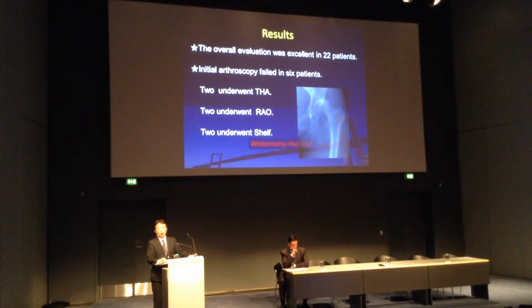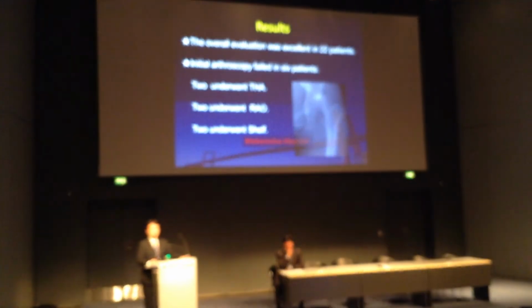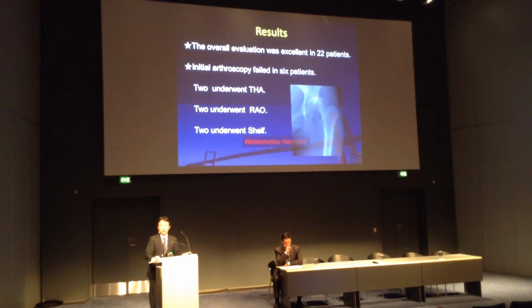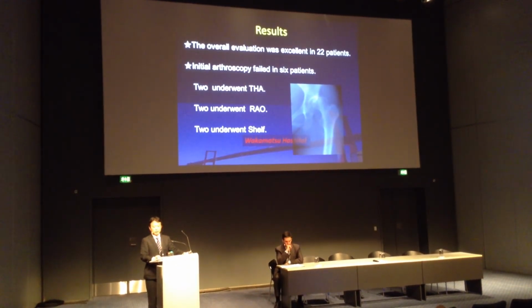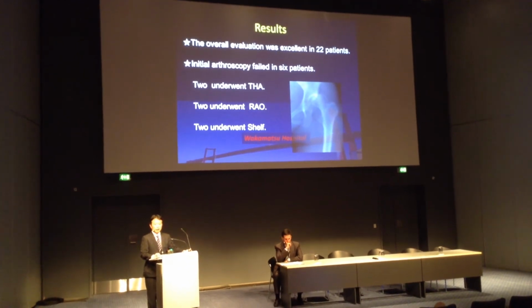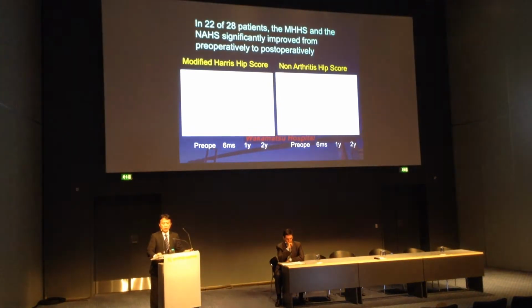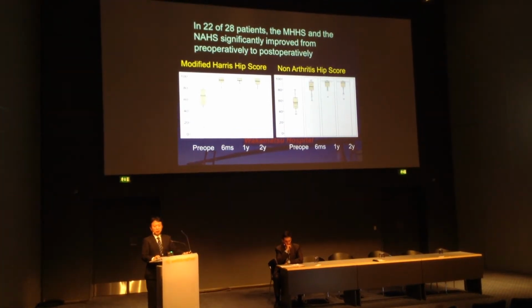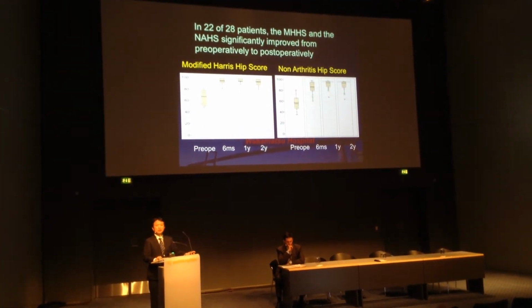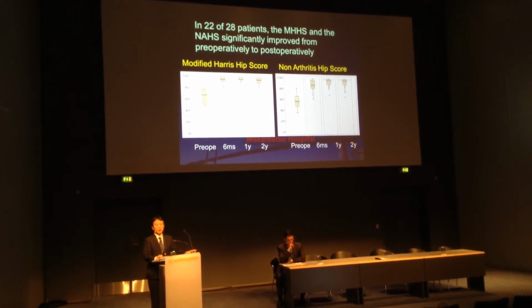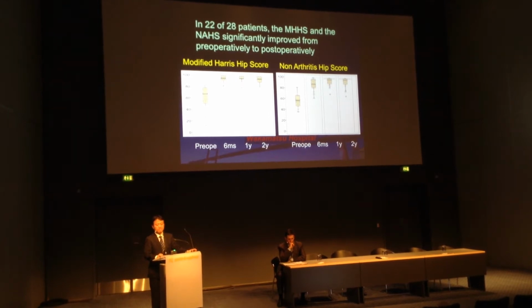As for results, the overall evaluation was excellent in 22 patients, and the initial arthroscopy failed in 6 patients: 2 underwent THA, 2 underwent RAO, and 2 underwent shelf acetabuloplasties. In 20 of 28 patients, the modified Harris hip score and non-arthritic hip score significantly improved from preoperatively to postoperatively.